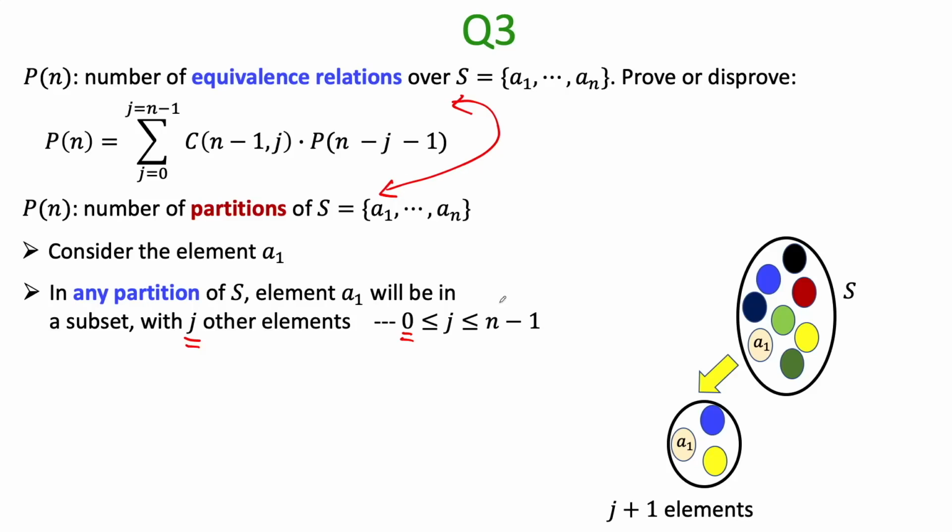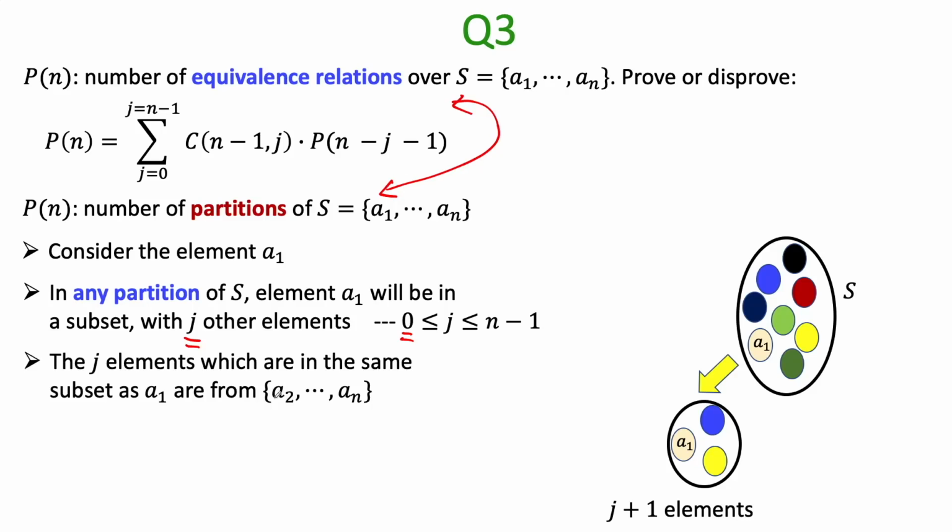So what I am saying here is that irrespective of the way you partition the set S, the subset in which A1 is present will have, along with A1, j other elements. So in total that subset will have j plus 1 elements, and the j elements will be chosen from the remaining elements A2 to An, right? So how many ways can you pick those j elements from the remaining n minus 1 elements? That's why the notation C of n minus 1 comma j comes into the picture here. It's not the case that only the first j elements outside A1 will be present along with A1. You can pick any j elements from the set A2 to An. That's why this expression C of n minus 1 comma j features here.